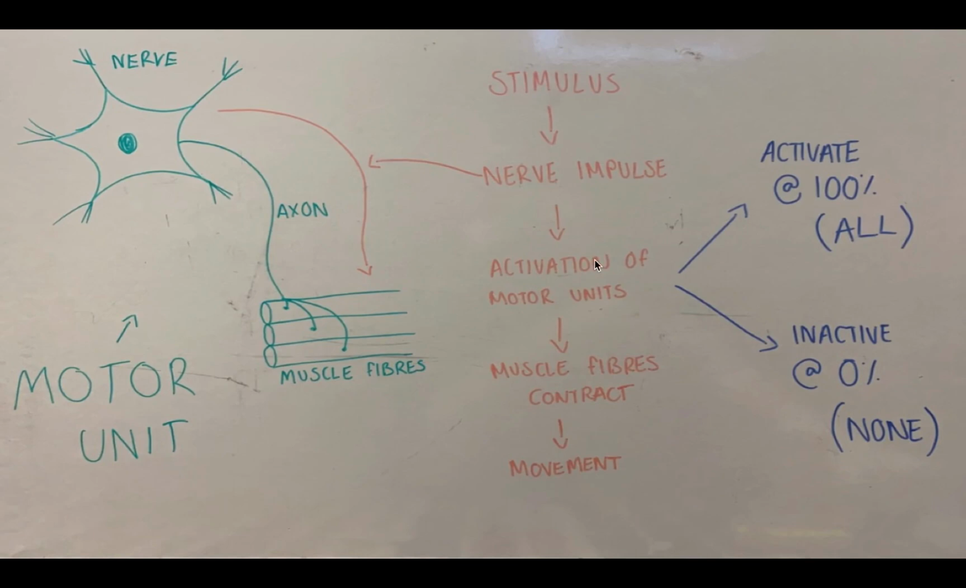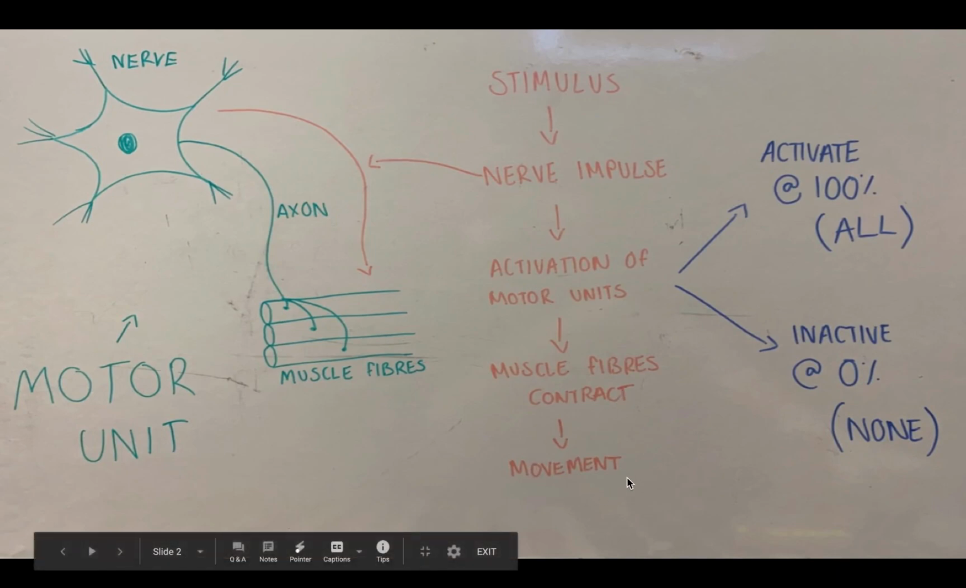For the motor units that don't receive the nerve impulse, they are inactive. They're at 0%. There is nothing happening in those motor units. It's only the ones that receive the nerve impulse, which then causes the muscle fibers to contract and the movement to occur that we need.